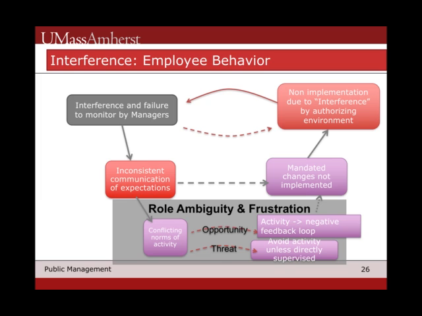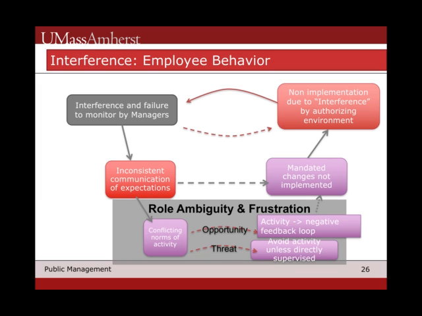So at the low level of employee behavior, what we might want to think about interference resulting in is not simply resistance, but some variant of role ambiguity and frustration. Because what's happening is inconsistent communication of expectations. In the case of Michigan, building managers are being told we want you to be community-centered, but they're not actually being given control because people keep changing their budgets.